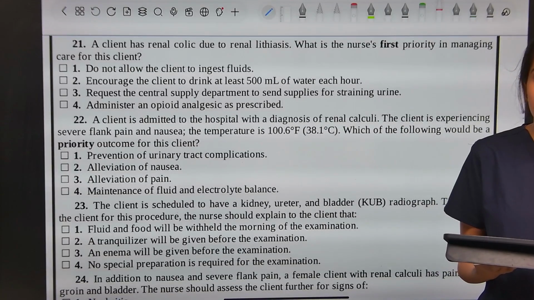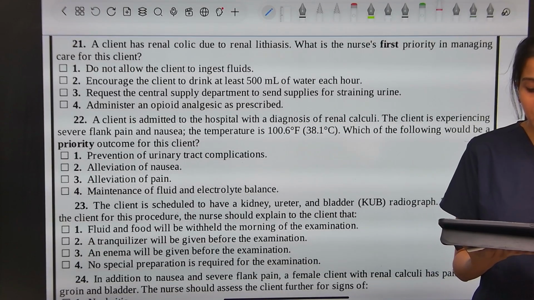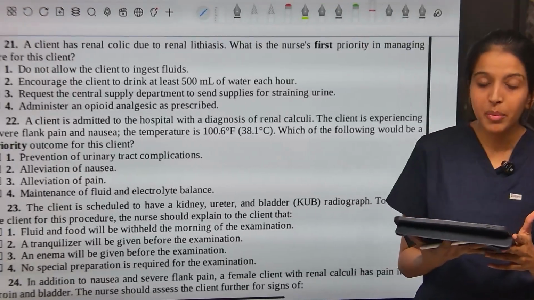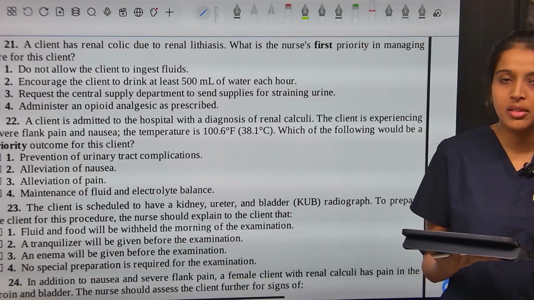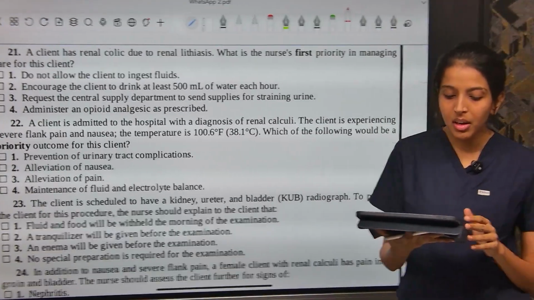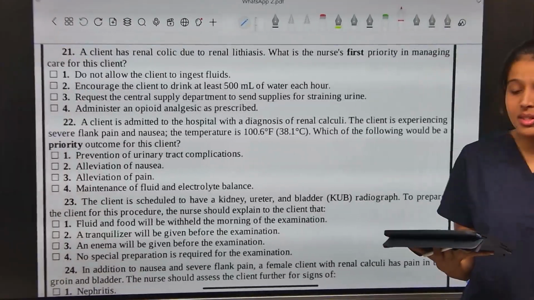Okay, hello everyone. Today we will discuss the MCQ question related to renal lithiasis, मतलब renal stone, and these all questions are related to NCLEX point of view. So let's discuss question number 21. You can see on the screen.